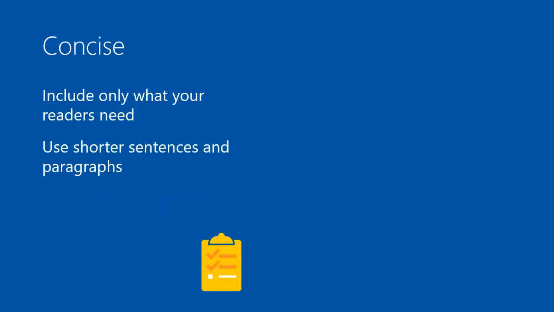Next, being concise removes non-essential information so that important details stand out. Start by only including what proposal reviewers need, nothing more. Anything extra competes with the core message.